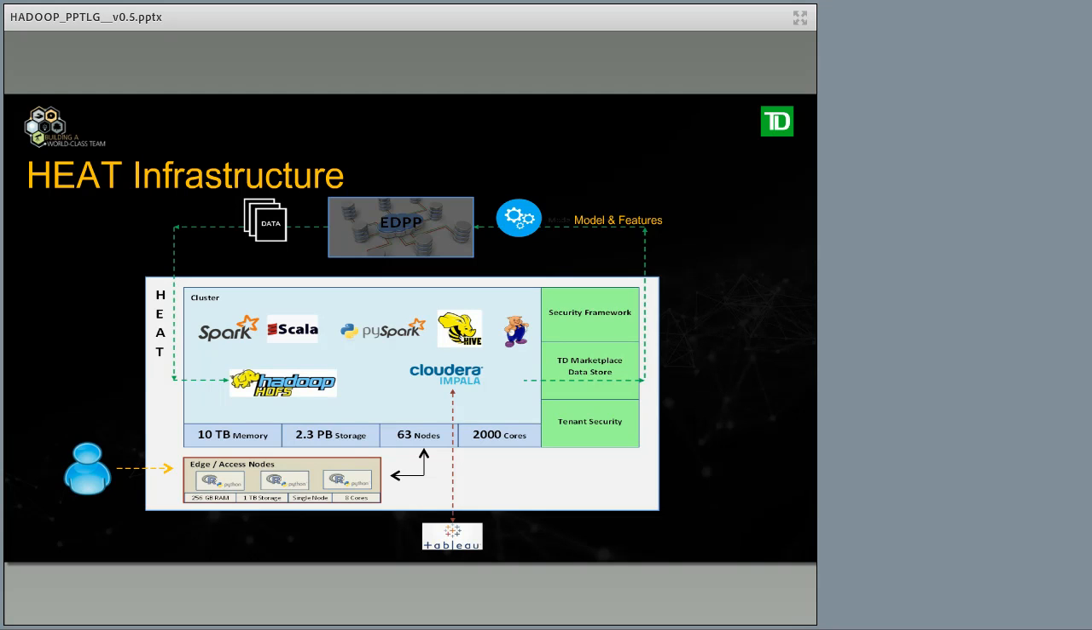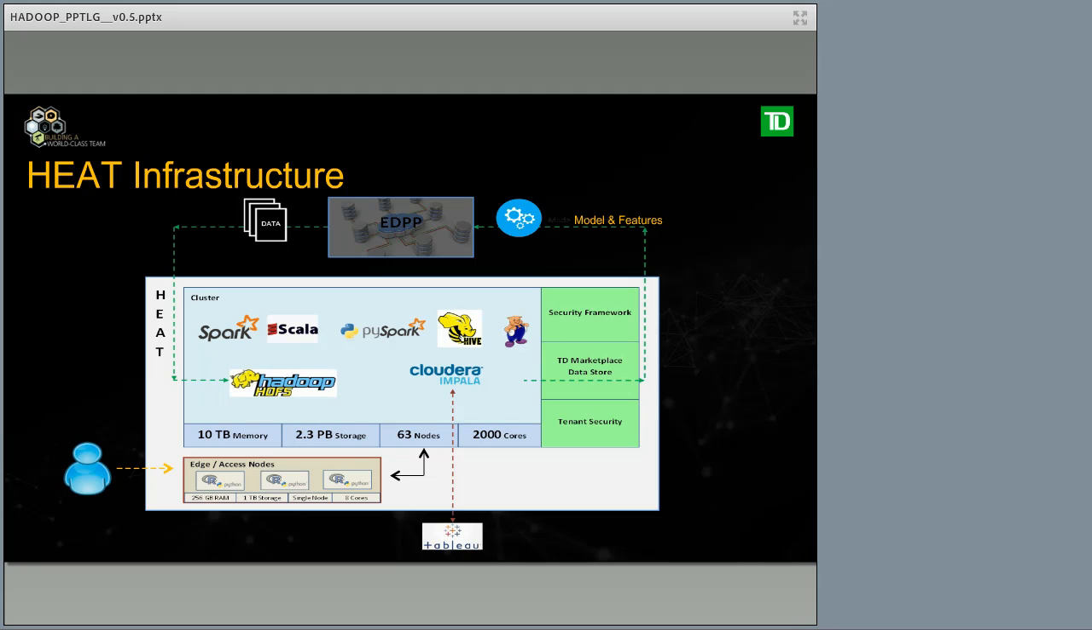HEAT is a cluster of on-premise machines running CDH, which is Cloudera's distribution of Hadoop. The metrics in this diagram illustrate the processing power of the cluster, which includes 10 terabytes of memory, 2.3 petabytes of storage, 63 nodes, and 2,000 cores.